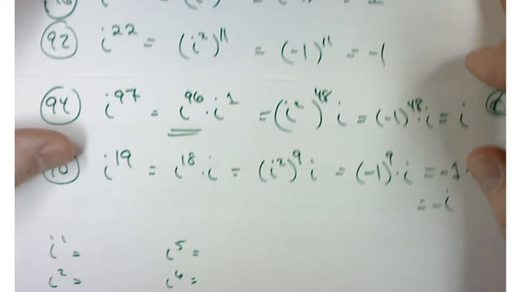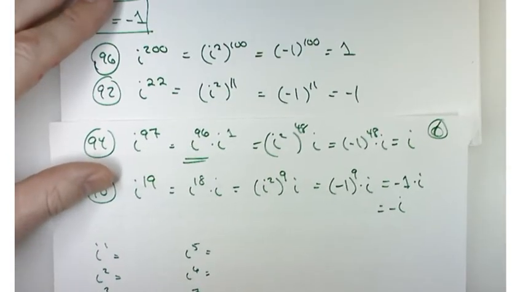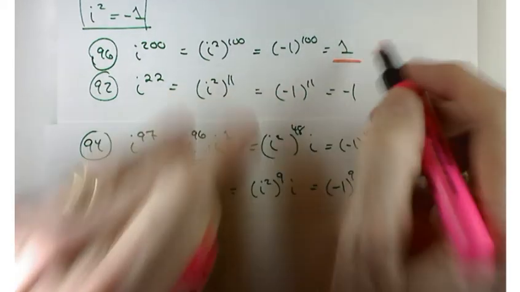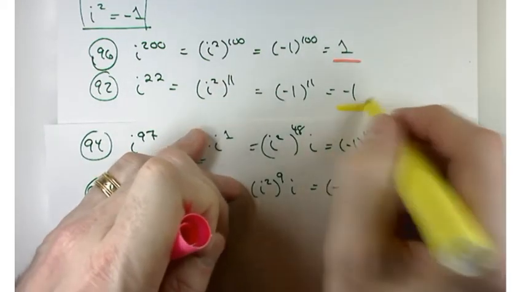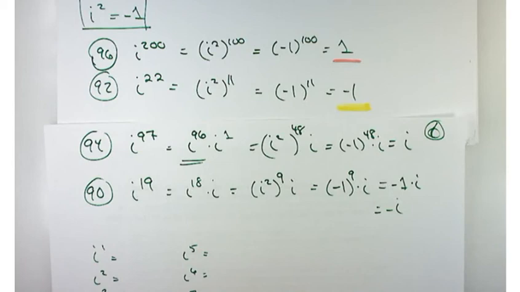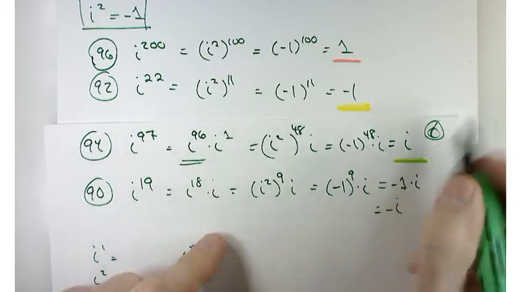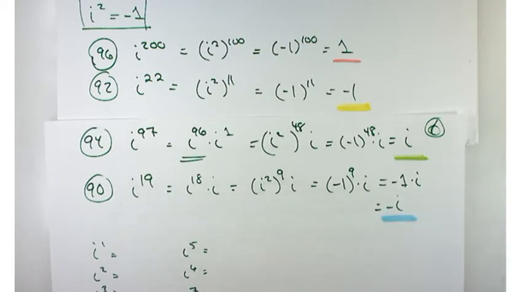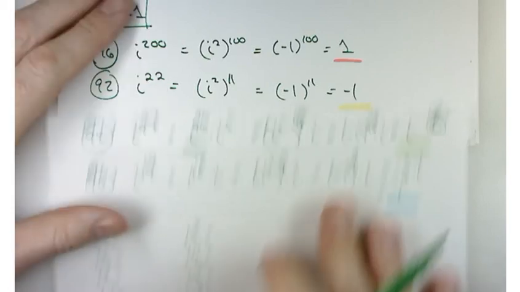If you look at all our results together, there are 4 different possibilities when you do these types of problems. 4 different possible answers. You could get 1. You could get negative 1. You could get i. Or you could get negative i. So one of those 4 possible answers is what you're going to get when you do a power of i.